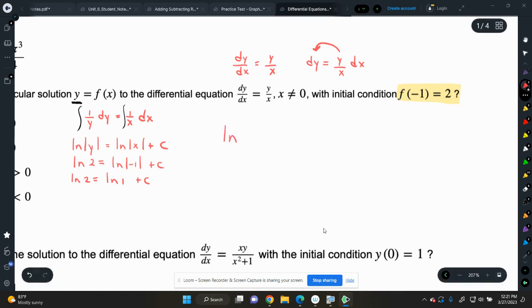Remember, natural log is log base e. So what would I raise e to the power of to get 1? That would be 0. So that's one we have to have memorized. Natural log of 1 is 0. So this means the natural log of 2 is what c equals. Okay, so I have the value of c. So I'm going to go back up here. Don't forget to put those absolute values back in there. Natural log of y equals the natural log of x plus the value of c, the natural log of 2.